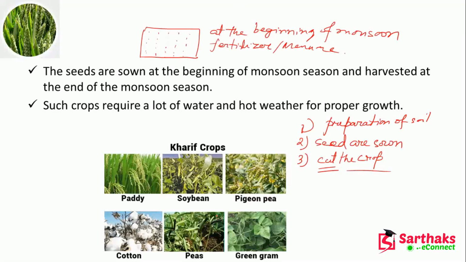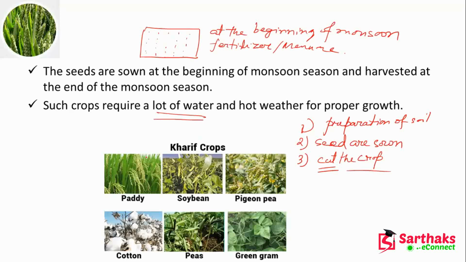And it requires a lot of water and hot weather for proper growth. As you know, the monsoon means a rainy season, so the water will be given by the weather also. Also, because the rain is not similar for all areas, if required, we give water from any river or other source. We require such crops like paddy, soybean, pea, cotton, green gram. They require a lot of water and hot weather, so the monsoon is preferable.